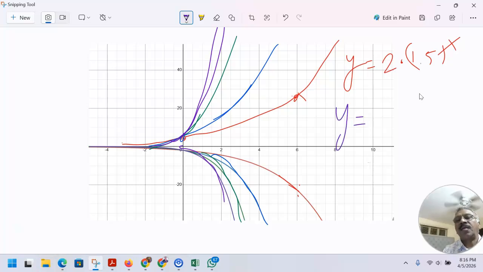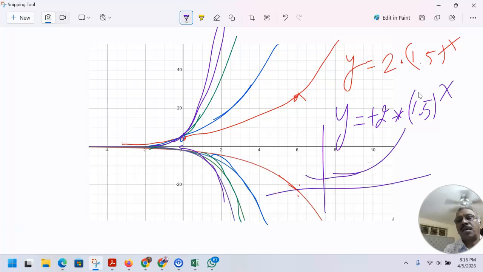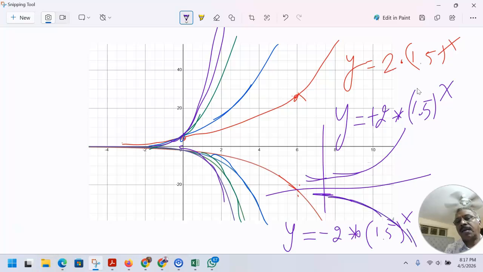if y is 2 times 1.5 raised to x, this graph is like this, okay? But if it is y is minus 2 times, so if it is negative, the graph is the same thing but reflected downwards like this. So this is the understanding. Okay, let's go directly to the examples.